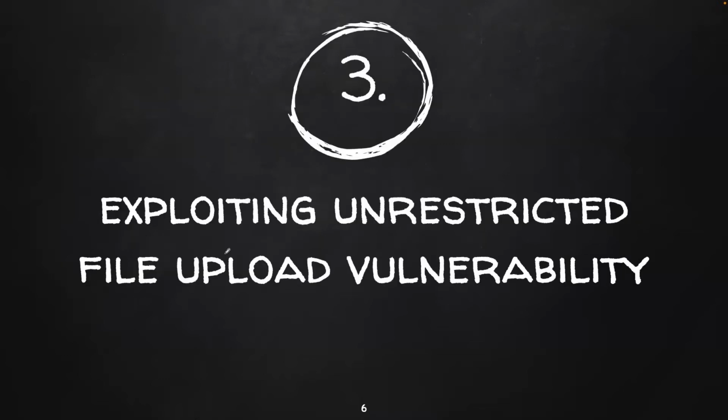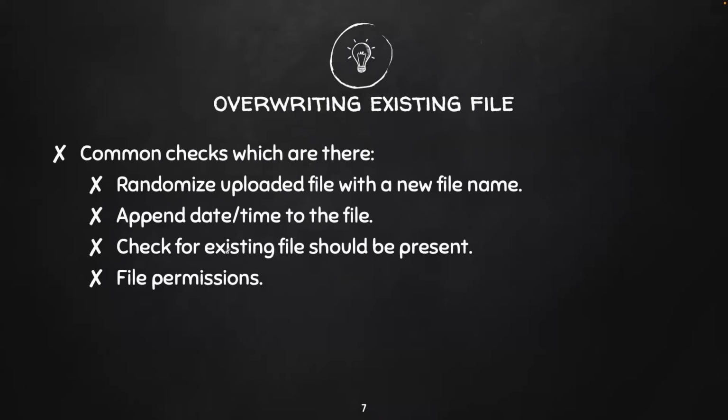Okay, next let's see how we can exploit an unrestricted file upload vulnerability. Like we talked about, if we upload a file, the first impact can be that it can overwrite an existing file. To prevent this overwriting of existing files, developers try to implement some common checks. First of all, developers try to randomize the uploaded file with a new file name. So let's suppose you are uploading a mountains.jpeg file.